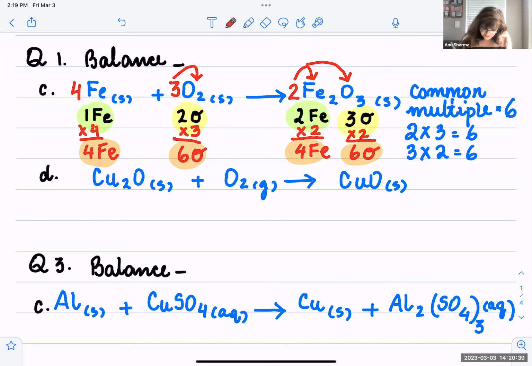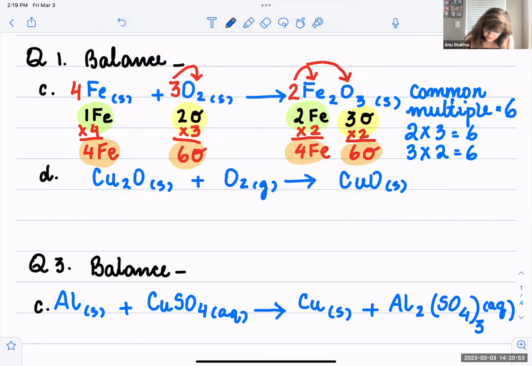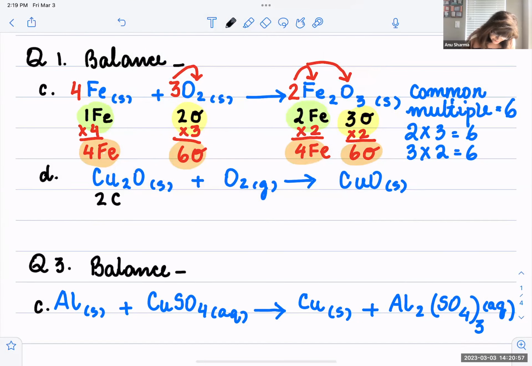The next one is copper oxide with oxygen, giving you copper oxide. So the first one is copper 1 oxide, the other one is copper 2 oxide. So here what's happening? We see that here we have 2 coppers and we have 2 oxygens, and here we have 1 oxygen. So a total of 3 oxygens. But on this side, we have 1 copper and 1 oxygen.